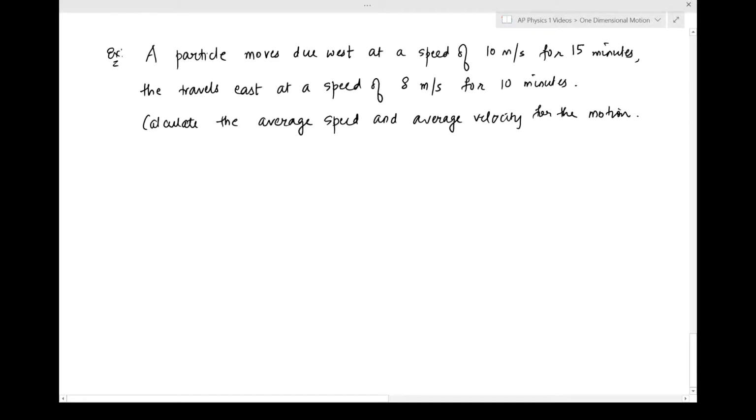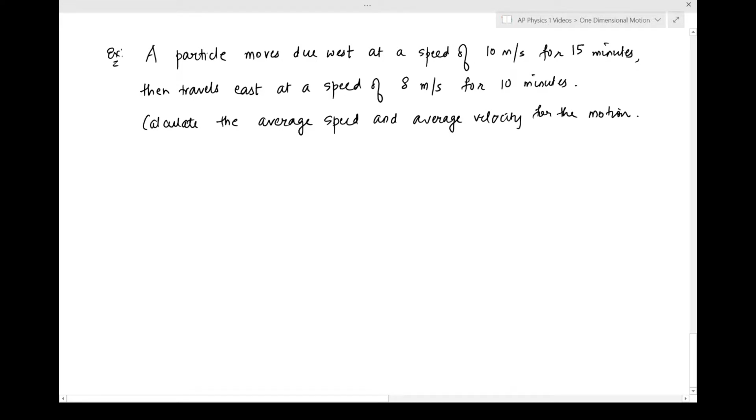Here's another problem. A particle moves due west at a speed of 10 meters per second for 15 minutes, then travels east at a speed of 8 meters per second for 10 minutes. Calculate the average speed and average velocity for the motion. Okay, so once again, this is not going to be a super hard problem. It's pretty straightforward, but slightly more involved than the previous one. So go ahead, stop, solve the problem, come back, and verify.